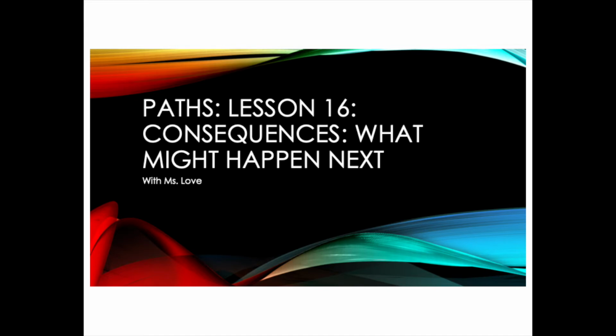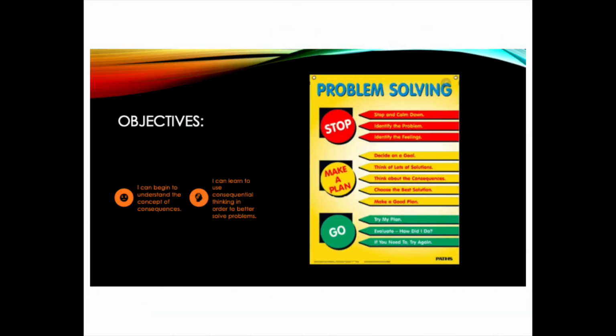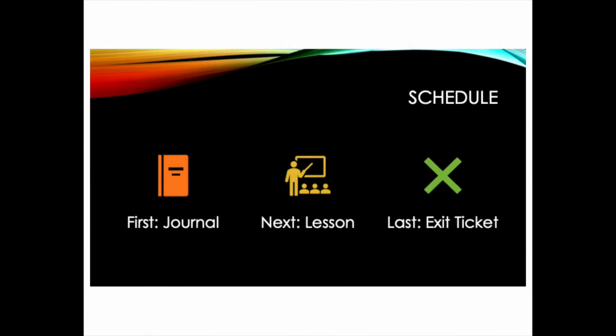Paths, Lesson 16, Consequences, What Might Happen Next with Miss Love. Objectives. I can begin to understand the concept of consequences. I can learn to use consequential thinking in order to better solve problems. Schedule. First journal, next lesson, last exit ticket.